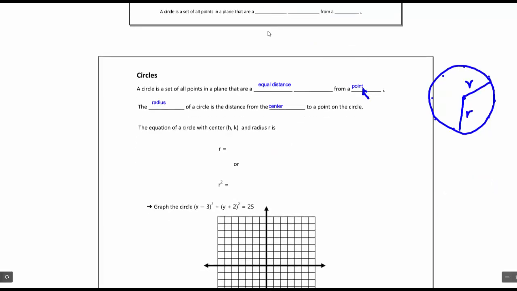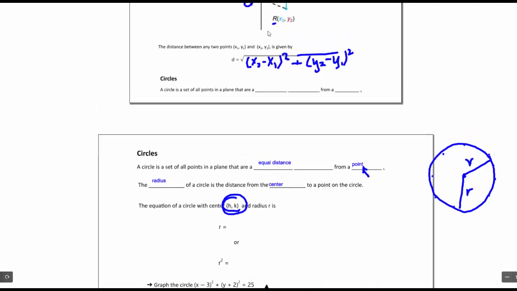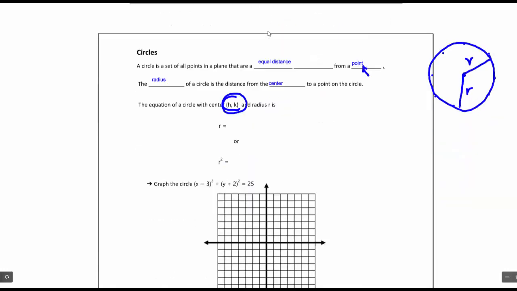So how would we find the formula for the radius? Well, we use the distance formula. If we go back up here to our distance formula, if our center is (h, k), that's kind of the standard for what we call the center of the circle. And then for our formula, we are going to pick a point on our circle, and we're going to call that point (x, y).